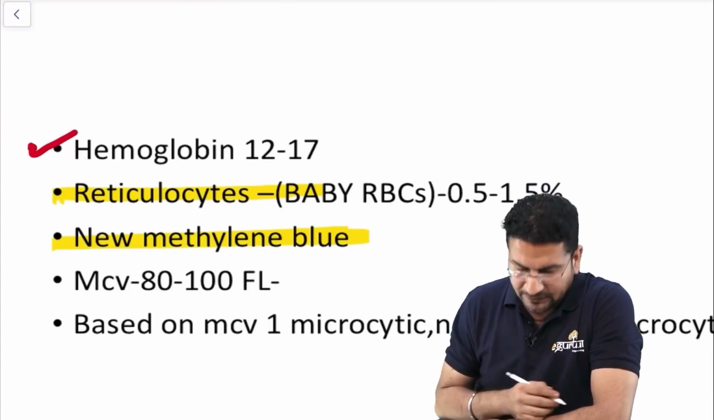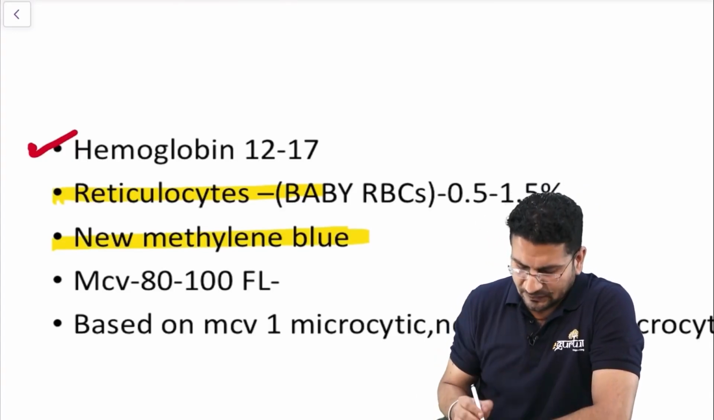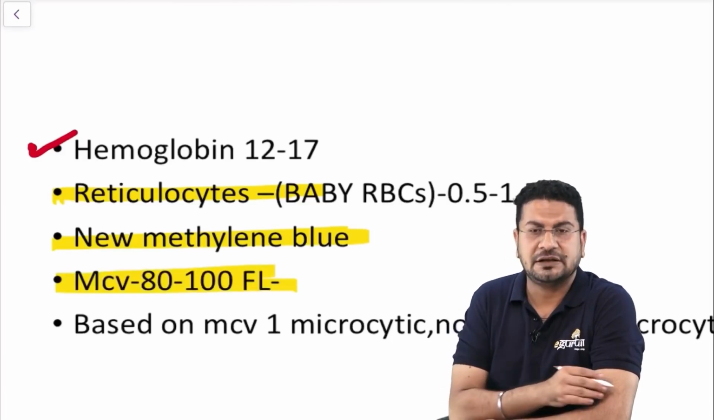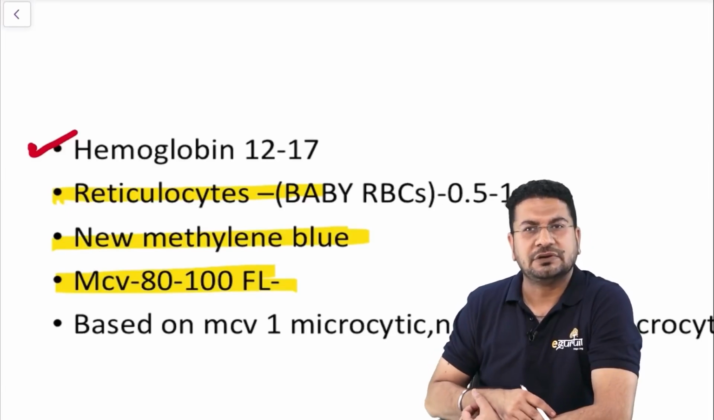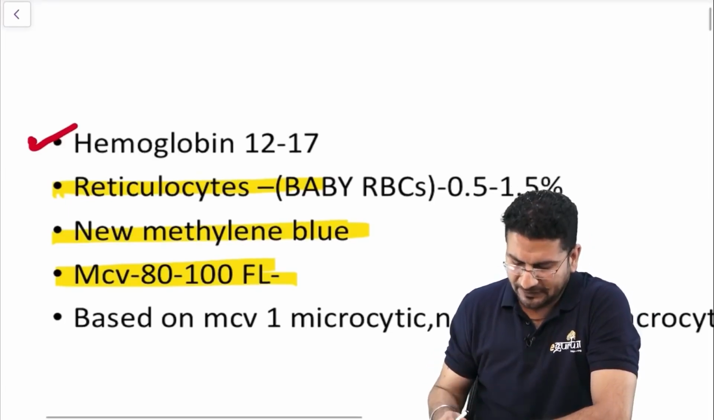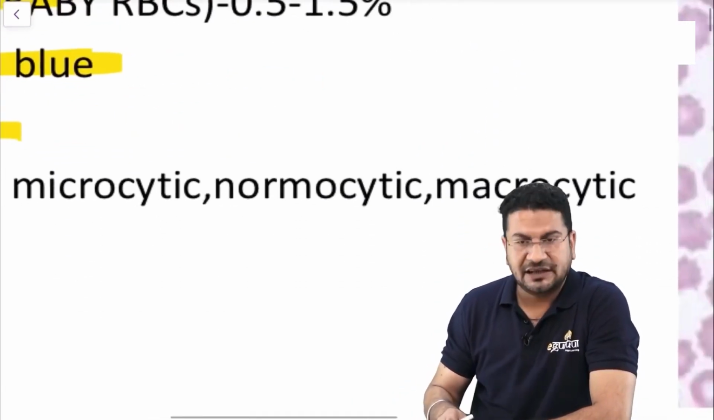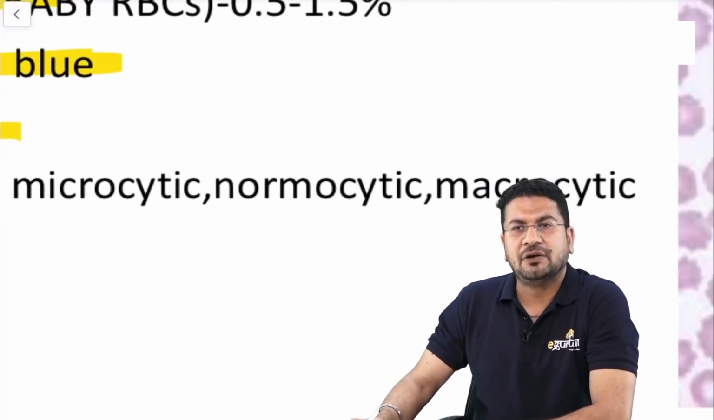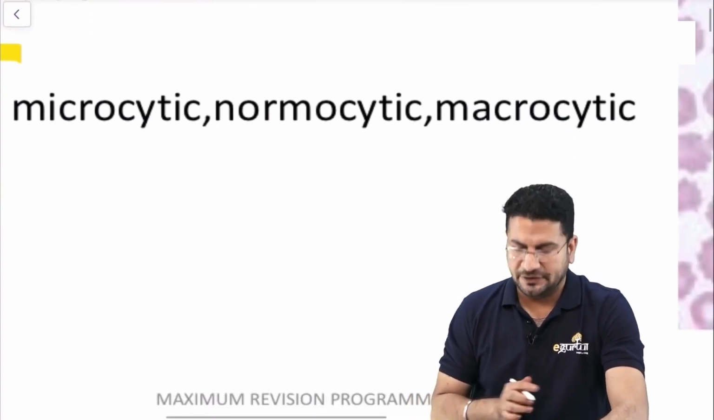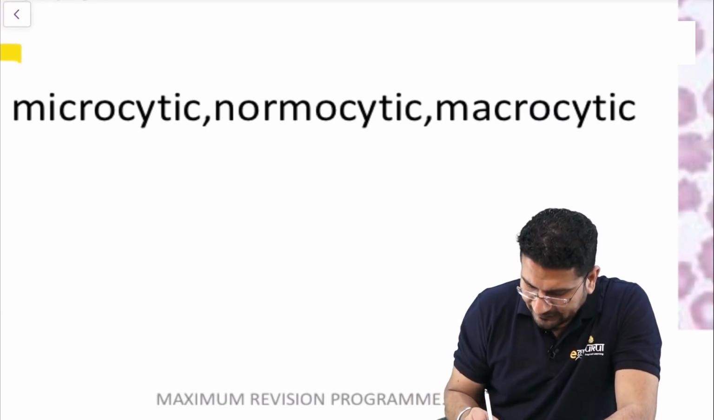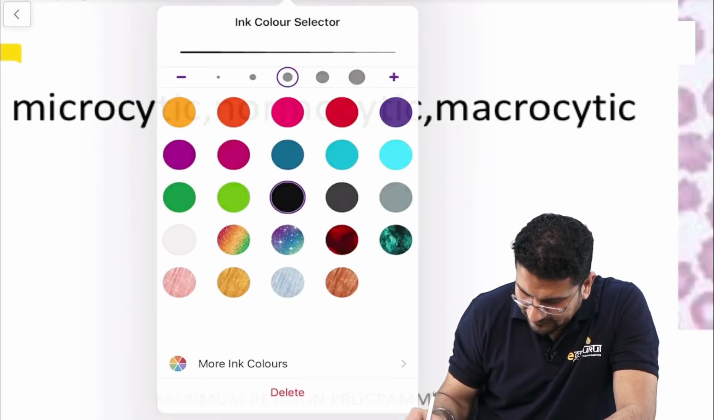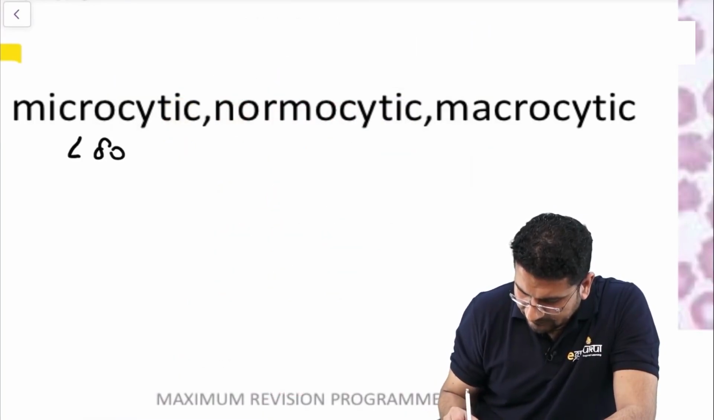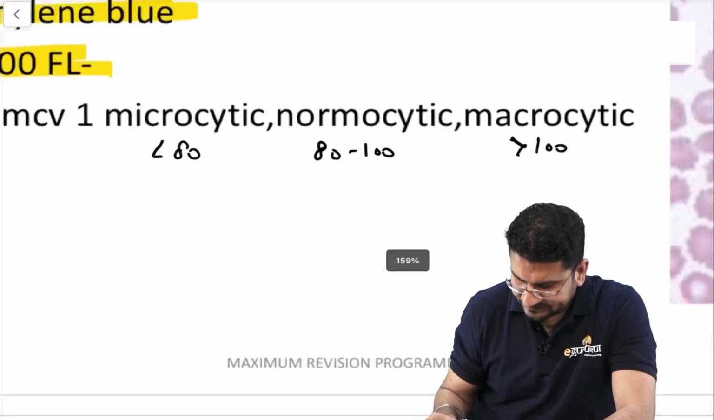MCV means mean corpuscular volume, the normal value is 80 to 100 femtoliter. We divide anemia into three categories: microcytic, normocytic, macrocytic. Microcytic means values are less than 80, normocytic means values are 80 to 100, and macrocytic means values are more than 100.